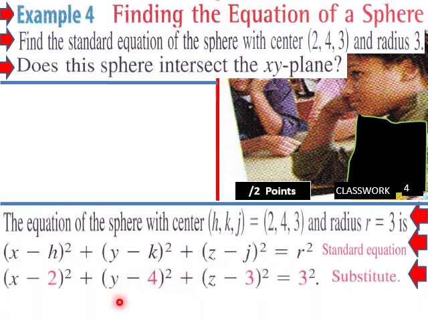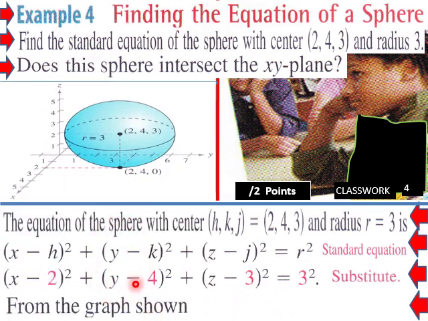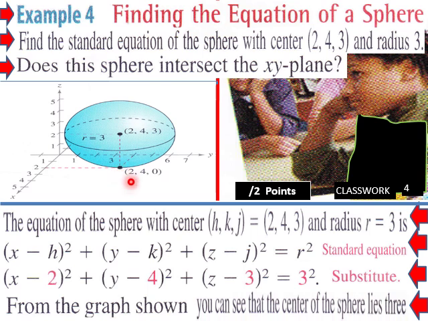We're going to plug in some values here, 2, 4, and 3. This is our x, y, and z here. And we're going to substitute in 3 here for the radius. So we substitute in values. And then from the graph, now we can graph the thing, get a general idea of what's going on here. 2, 4, and 0. What's that? We have our 0 here, 2, 4, 3. Our radius is 3. So we can draw a circle that way and then draw a circle around this way as well. And then we're going to say, does this sphere intersect the xy plane? Well, you can see that the center of the sphere lies what?